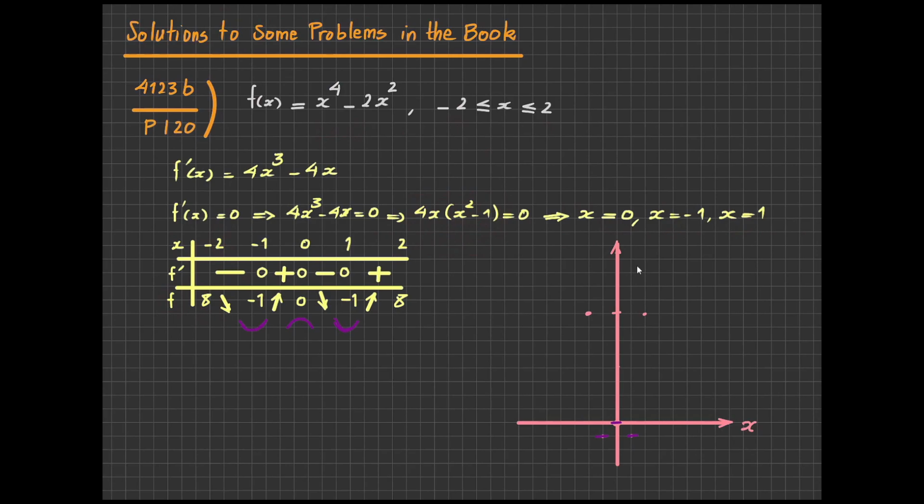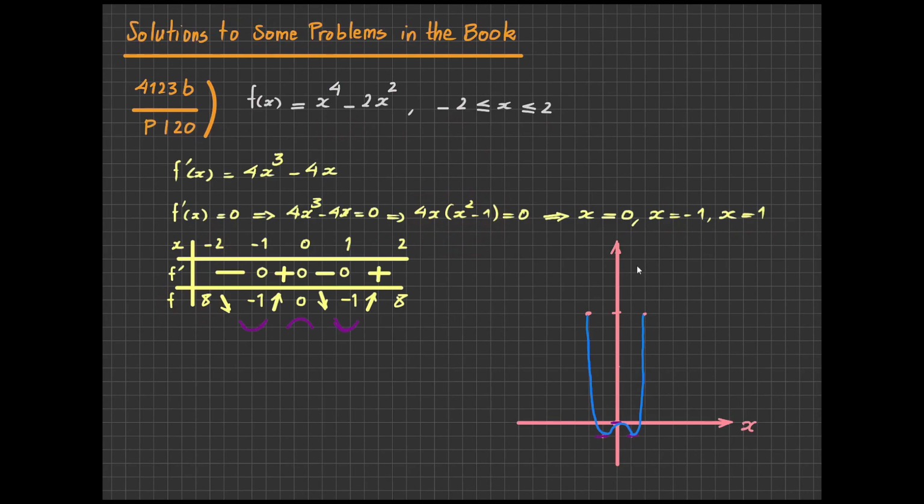Okay, so I don't know if I can draw it well enough, but let me try to do my best. So it comes here, goes to this minimum, and then goes back up to this maximum, and then to the minimum. And then it comes back up here, and of course it should go back here somewhere.